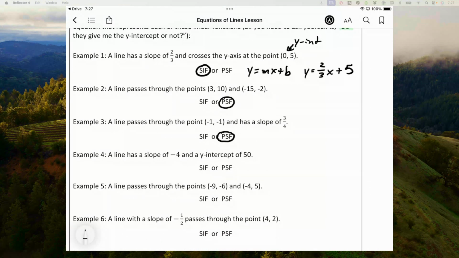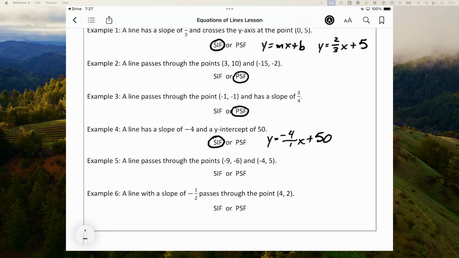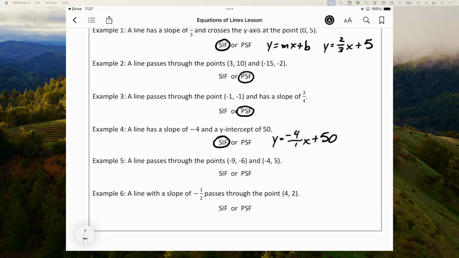Number 4, a line has a slope of -4 and a y-intercept of 50. I do have the y-intercept, so I can go ahead and write an equation, y equals mx plus b. I would have y equals -4 over 1 x plus 50. And we'll practice writing the point-slope form equations in just a moment, but for now we're just identifying which form we need to use. So we got 2 points on number 5.